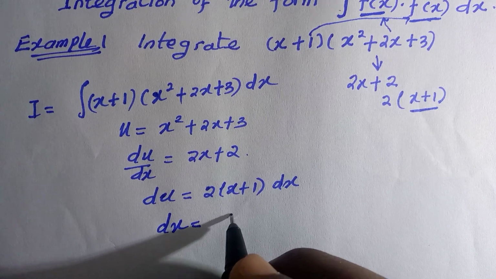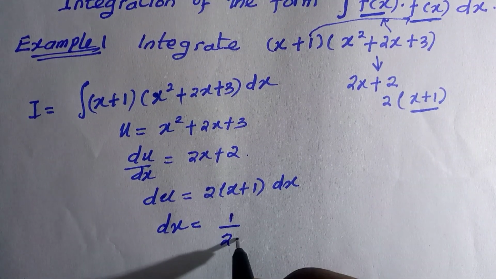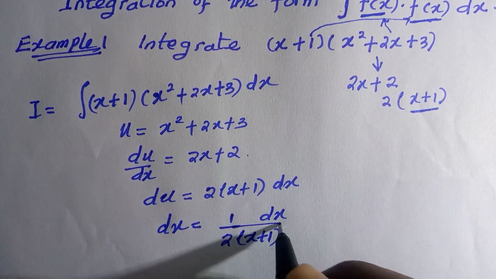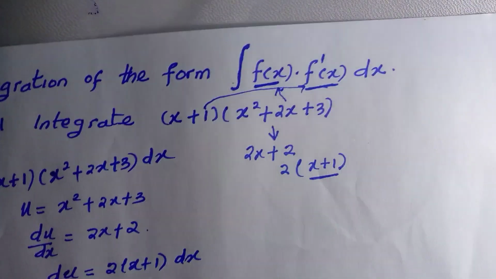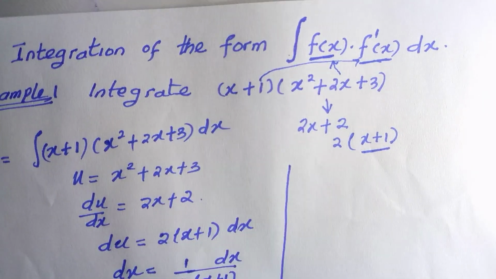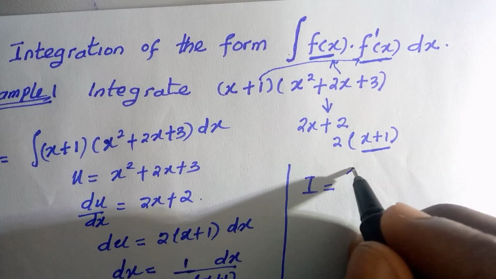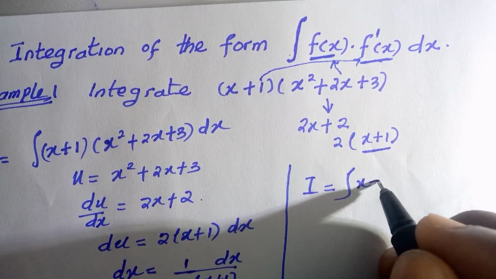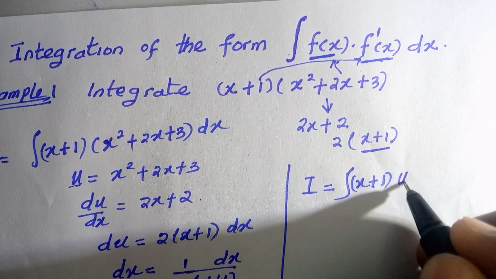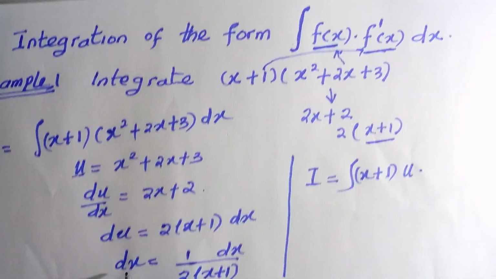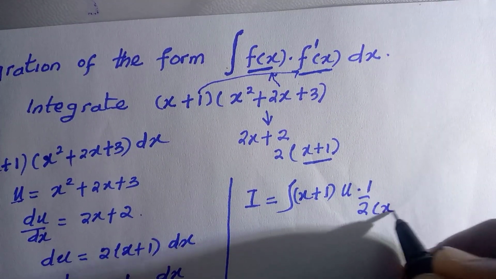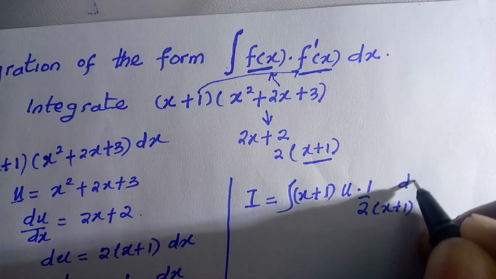And here we have 1 divided by 2 bracket x plus 1, and everything multiplied by the U. All right. So now we input the value here. Here we have I equals the integral of x plus 1 bracket, and this one we let it be U. Then dx, what is the dx? So dx is equivalent to 1 over 2 bracket x plus 1, then the du.